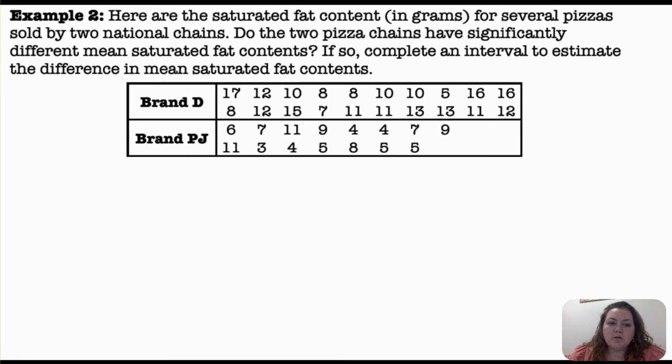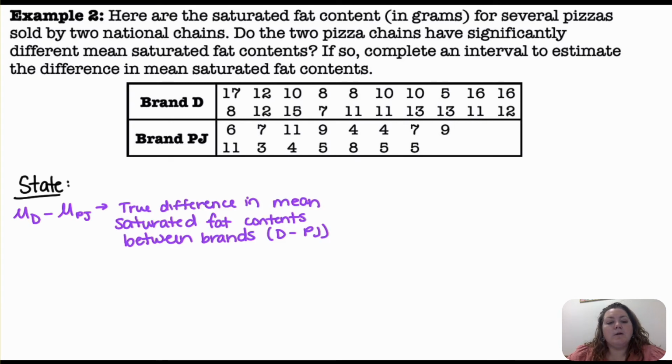All right, example 2. Here are the saturated fat contents in grams for several pizzas sold by 2 national chains. Do the 2 pizza chains have significantly different mean saturated fat contents? If so, complete an interval to estimate the difference in mean saturated fat contents. All right, so we have brand D and brand PJ. So state: mu D minus mu PJ is the true difference in mean saturated fat content between brands D minus PJ. My null hypothesis would be mu D minus mu PJ equals 0. My alternative would be not equal to.